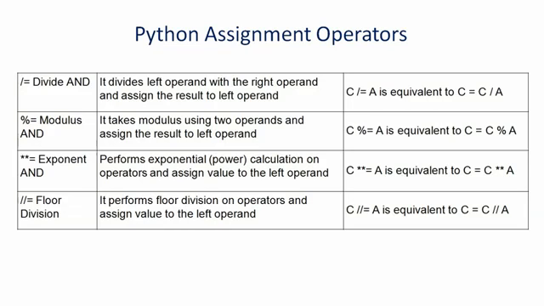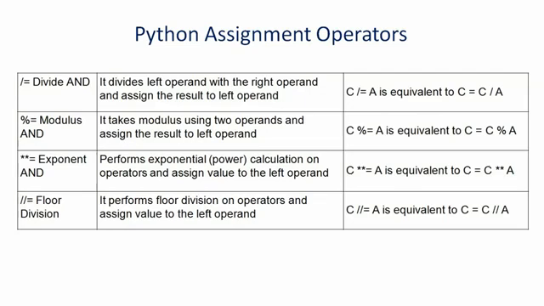Modulus equal to, modulus and. It takes modulus using two operands and assigns the result to the left operand. C modulus equal to A is equivalent to C equal to C modulus A. Exponent and. It performs exponential calculation on the operators and assigns the result to the left operand. C exponent equal to A is equivalent to C equal to C exponent A.